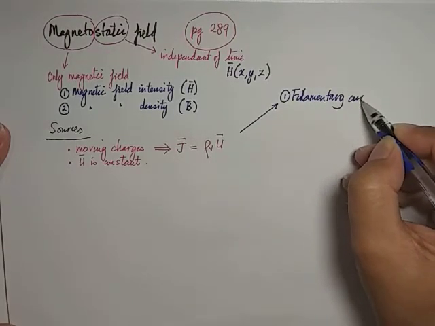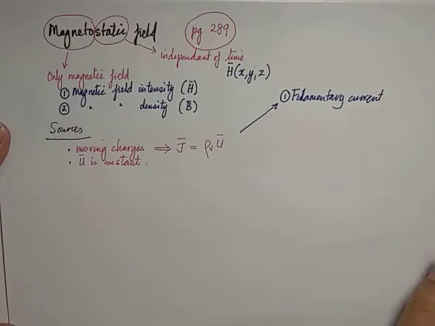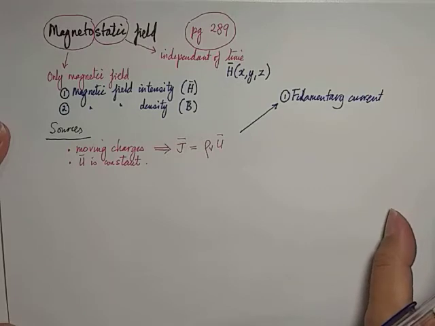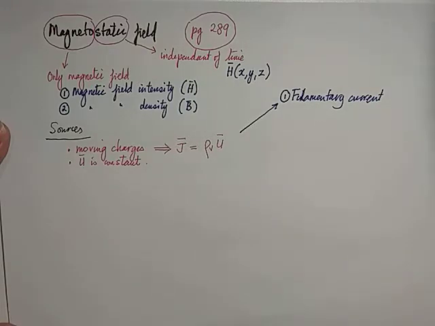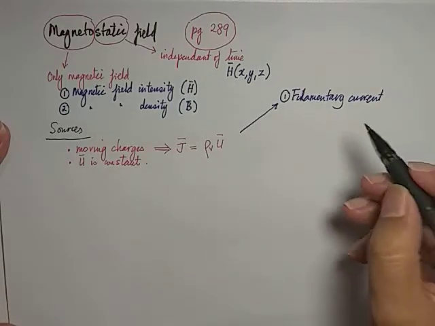Filamentary current, or in other words, line current. That should be the first model of source for magnetostatic. So let's say we have a diagram to represent this particular model.